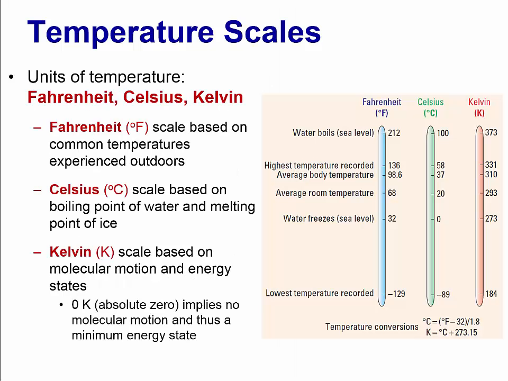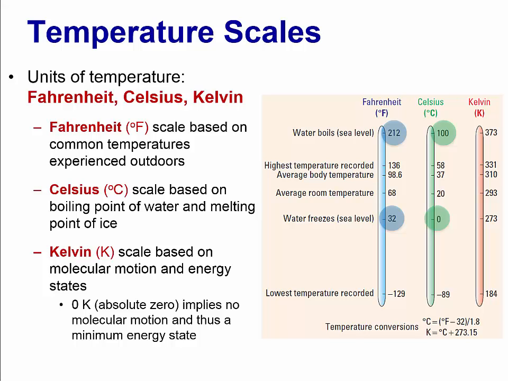Now, just like we can express length in meters or miles or inches, we have three different scales to quantify temperature. And those are the Fahrenheit, Celsius, and Kelvin scales. The Fahrenheit scale is based on common temperatures that we experience in this part of the world in the outdoors. So 0 to 100 are kind of our extremes. Then by definition, water at sea level will boil at 212 degrees Fahrenheit, and then ice will melt around 32 degrees Fahrenheit. Whereas the Celsius scale is fundamentally based on the boiling and melting points of water. So then water boils by definition at 100 degrees Celsius, and then ice will melt at 0 degrees Celsius.